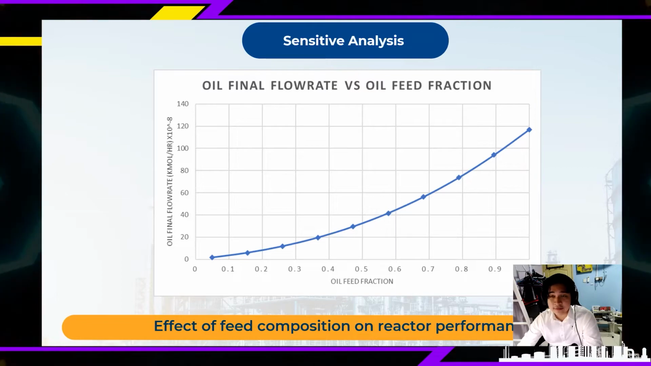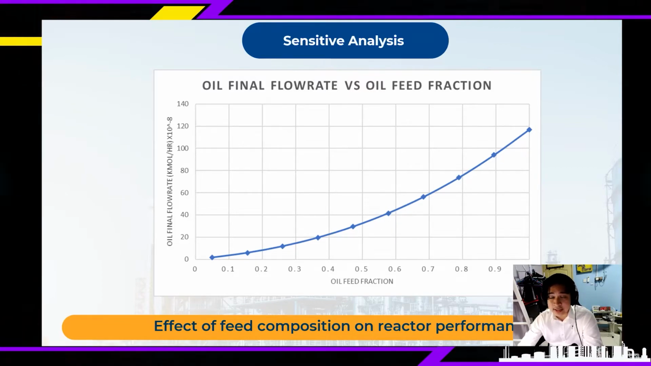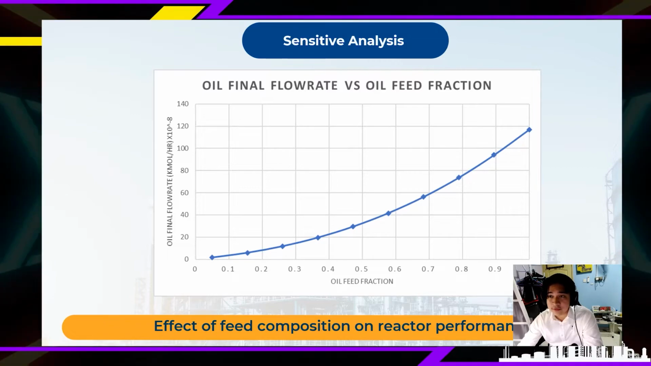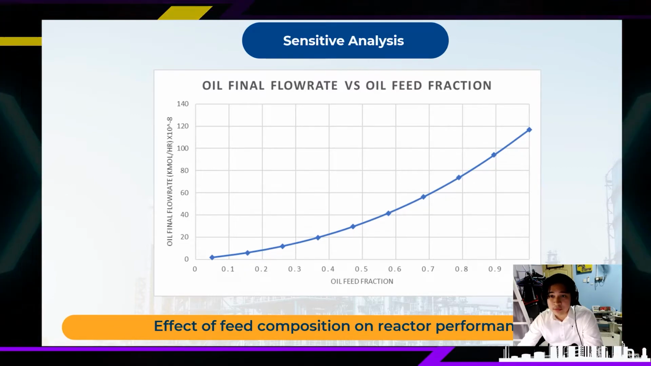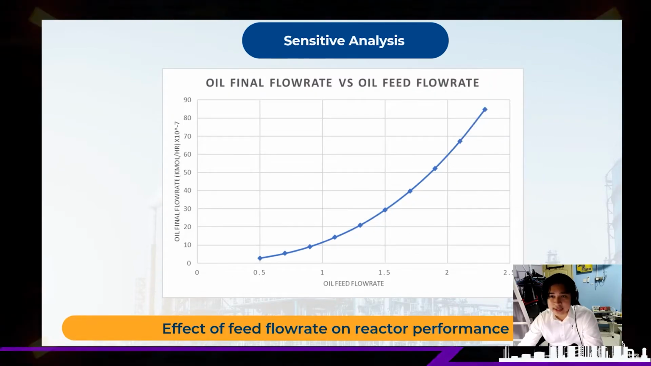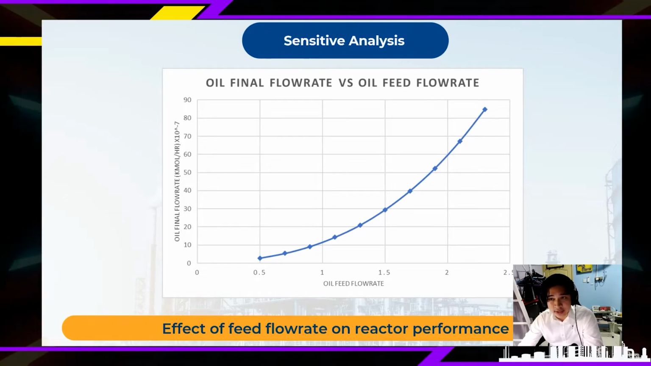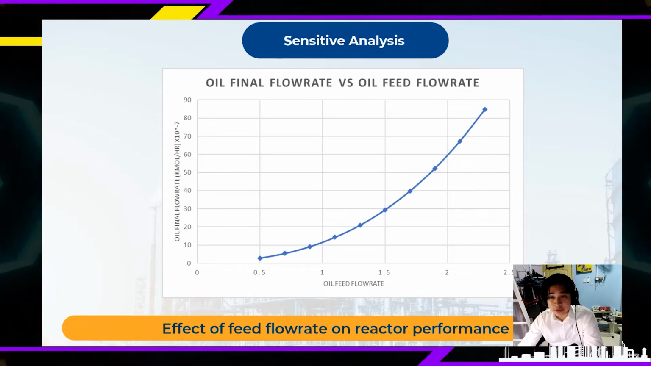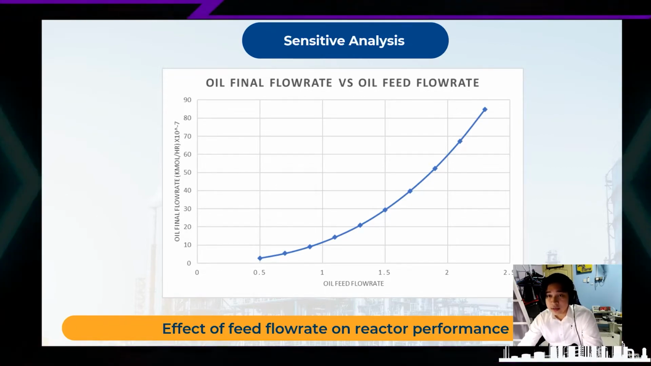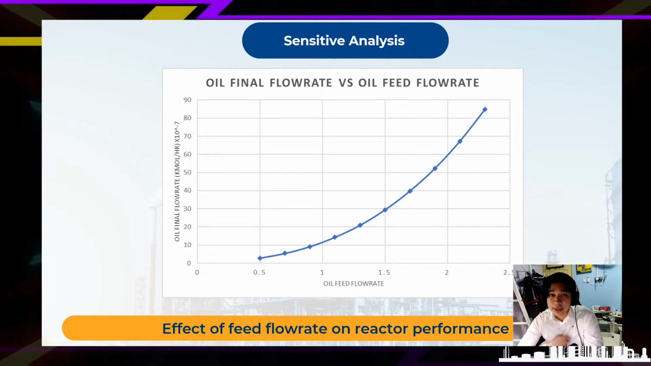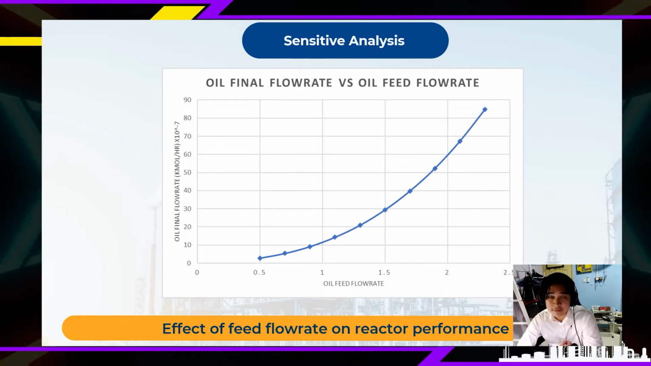Next, we can see that the final oil flow rate gradually increases as the oil feed fraction increases from 0.5 to 1. This is because a greater feed fraction means a greater amount of feed palm oil, hence more palm oil will be left unreacted after the reaction has completed. Lastly, we can see that the final oil flow rate gradually increases as well as the oil feed flow rate increases from 0.5 to 2.3 km per hour. This is because a higher flow rate means more palm oil will be entering both CSTRs and more palm oil will be left unreacted.